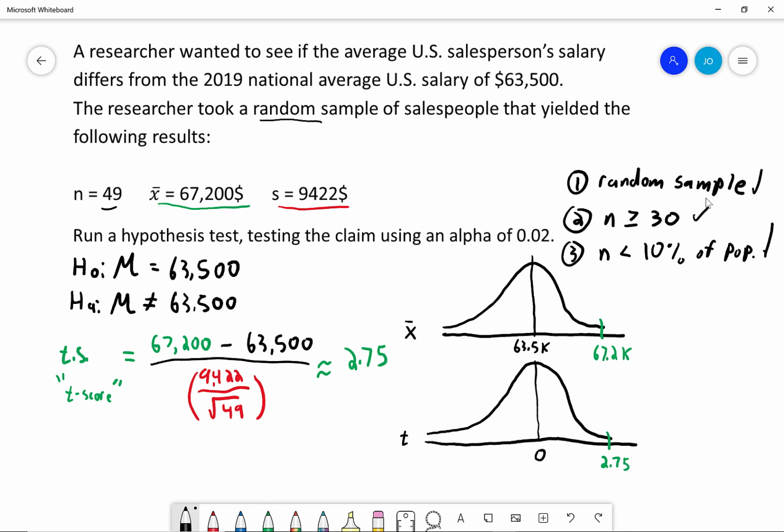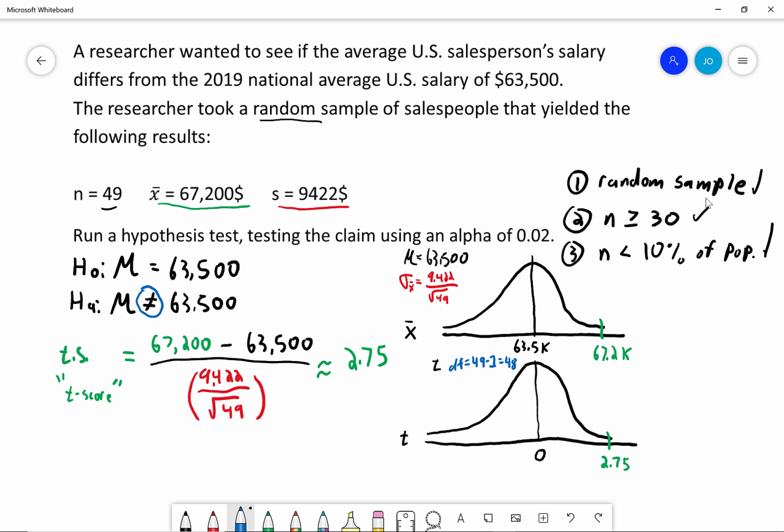Now our original distribution has a mean of 63,500 and a standard deviation, like we just saw, of 94,222 divided by the square root of 49. Our new distribution is a t-distribution with degrees of freedom 49 minus 1, so 48 degrees of freedom. What we're trying to do now is find enough evidence to support that the mean differs from 63,500.